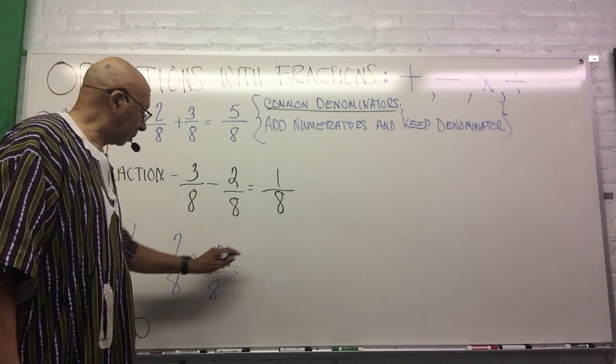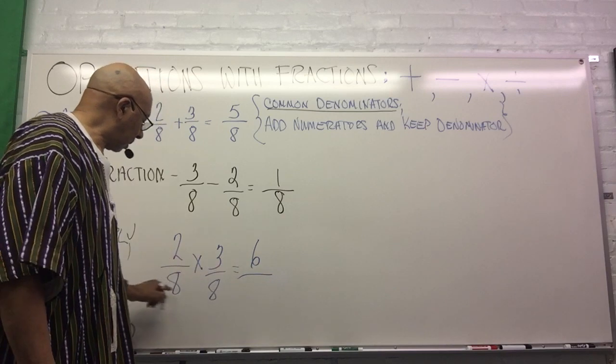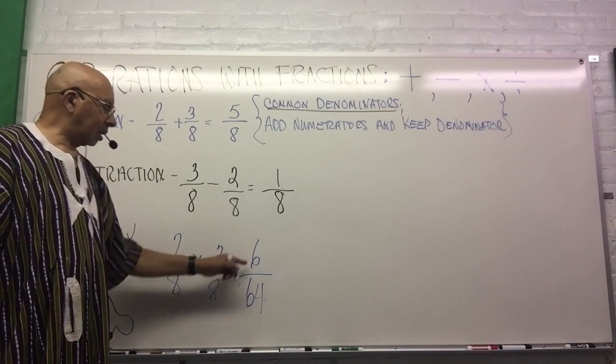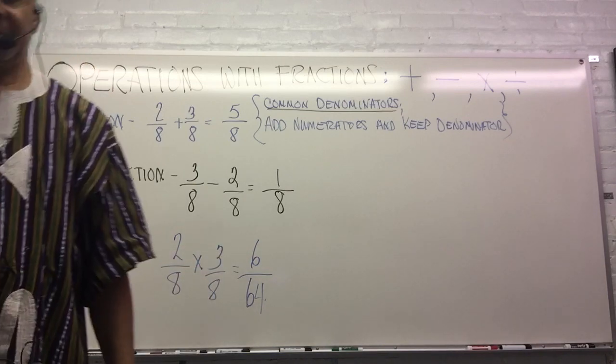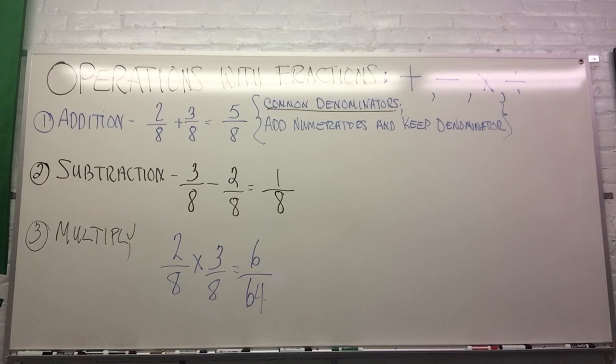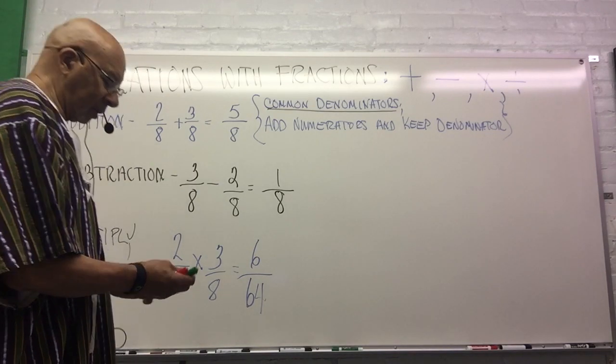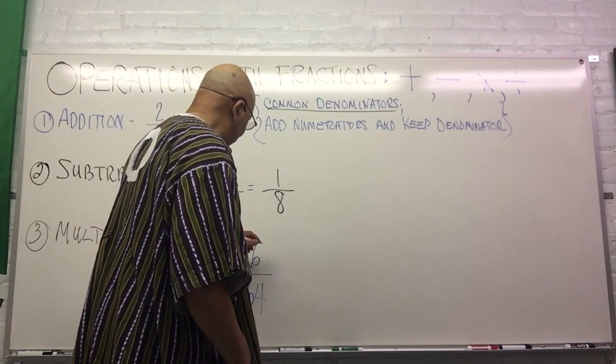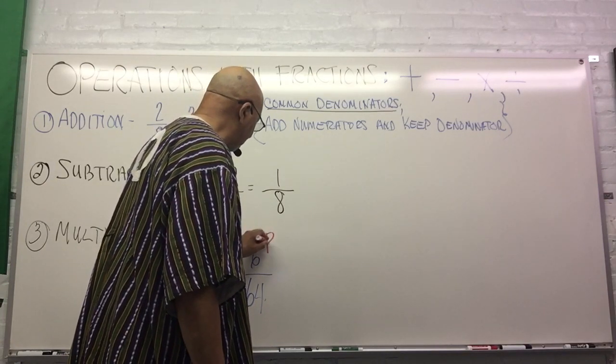So we get 2 times 3 is 6, and 8 times 8 is 64. So together, the two of you ate 6/64 of that pizza, which we could reduce to lower terms by dividing 6 by 2 and dividing 64 by 2, we get 3/32. But we won't talk about reduction right now, but that's what we would usually do. So this would be our product, because when you multiply, the result is a product.